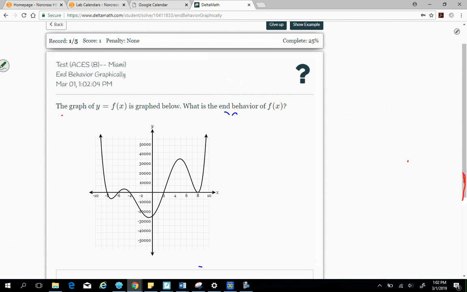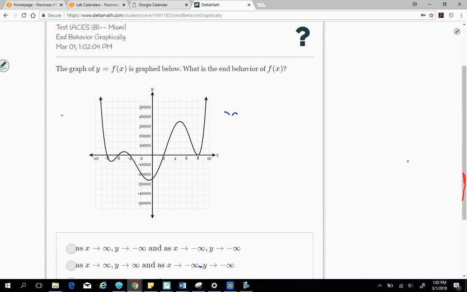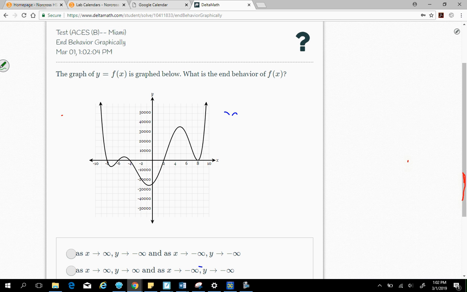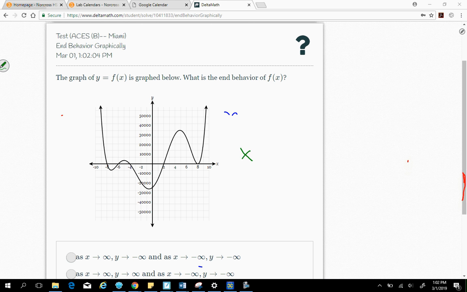Okay, so when we're looking at this one, right here, I would label, this is my x-axis. Do you see how these numbers are positive? So this would be x positive infinity. Okay? This side of the x-axis is negative infinity. The negative numbers are there.